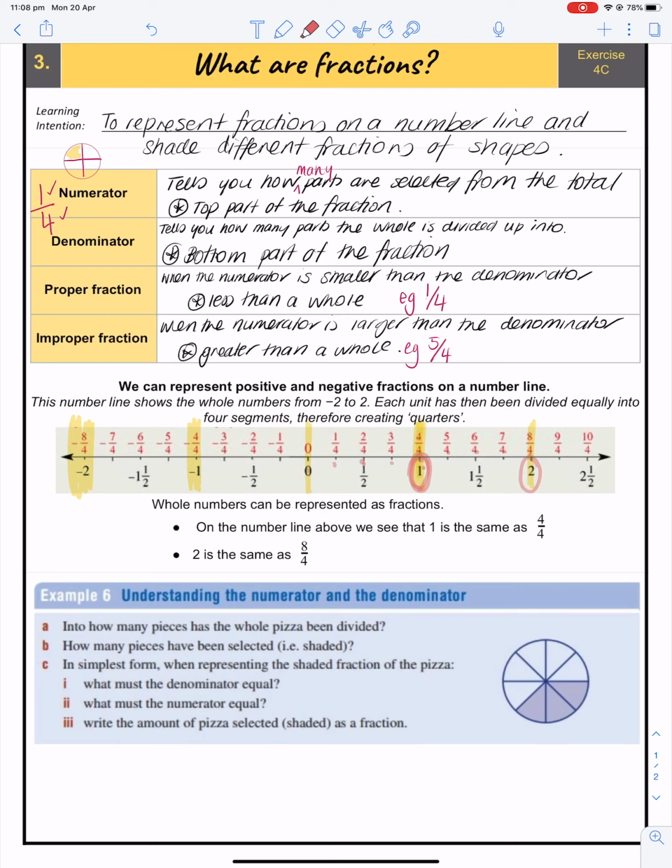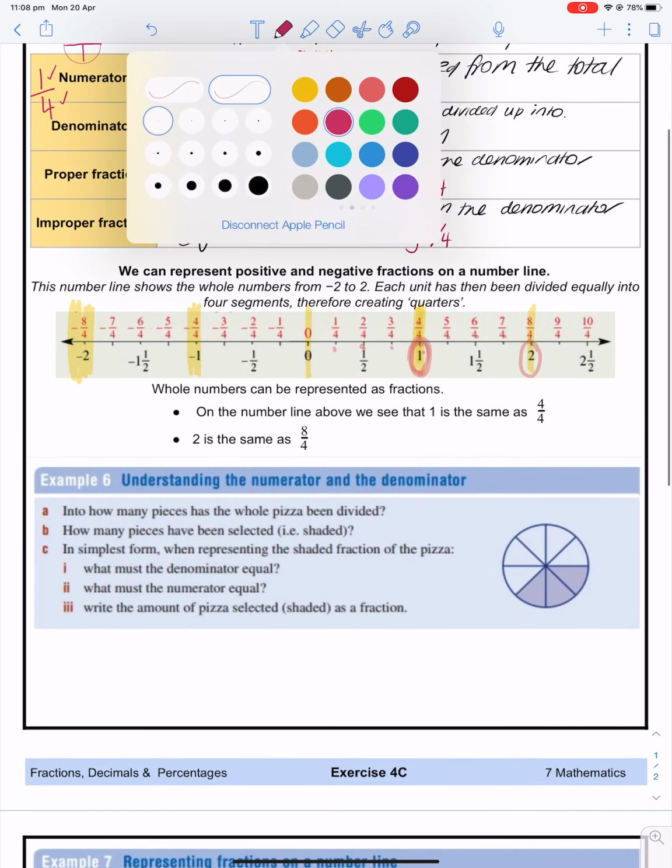And 2 is the same as 8 over 4. Okay, and we'll have a look at converting between proper and improper fractions more in future lessons. But just so that you're aware of how they fall on the number line. Okay, so let's have a look at some examples.